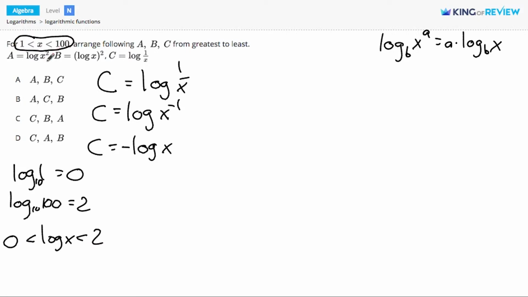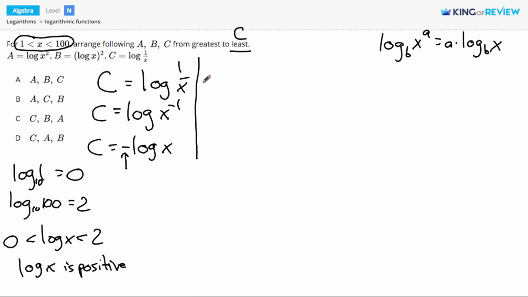Importantly, this means log of x is always positive, since it is greater than 0, which means c is always going to be negative. Since neither a nor b have any negative signs in them, c is going to be the smallest of these three, because it's the only one that's negative. So we know c is the least. We now need to decide between a and b which one is greater.